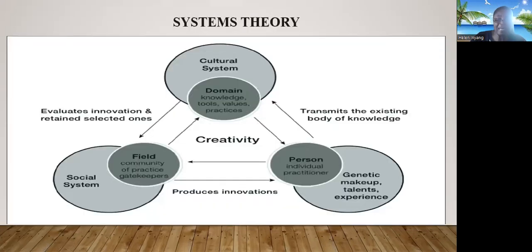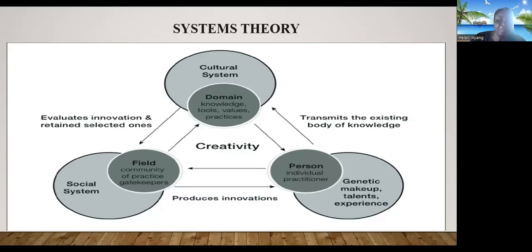Then let's quickly look at the system theories. The system theory, as the name implies, is on innovation and creativity. The system theory is classified under domain individual field interaction, that is DIFI. So the theory acknowledges that creativity and innovation are reliant on products, processes, place, and persons.